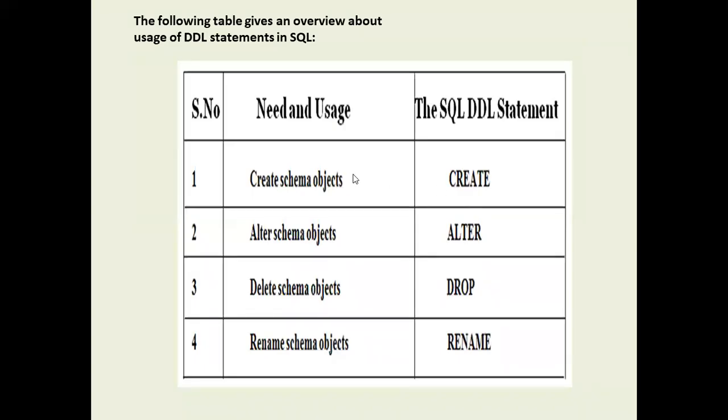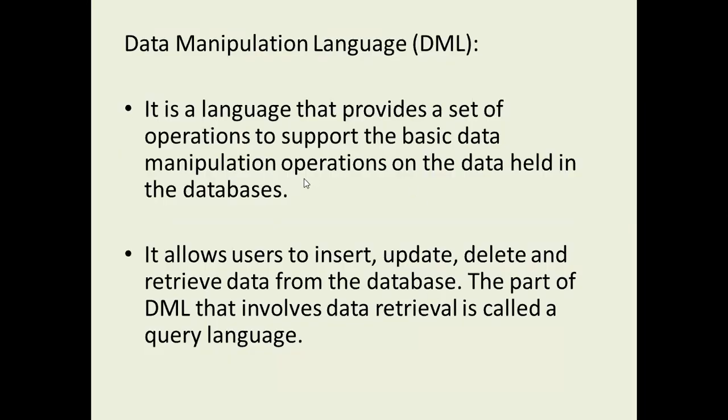Here we create schema objects with the help of create and alter schema. What is the meaning of schema? Database. Then delete schema, drop, rename schema. Data manipulation language is a language that provides a set of operations to support basic data manipulation operations. From the exam point of view, if they ask what the types of languages of the database or the types of SQL are, you need to explain each and every operation with the example and syntax also.